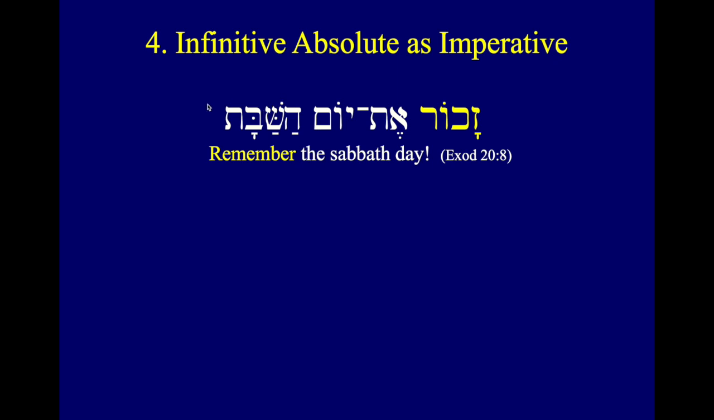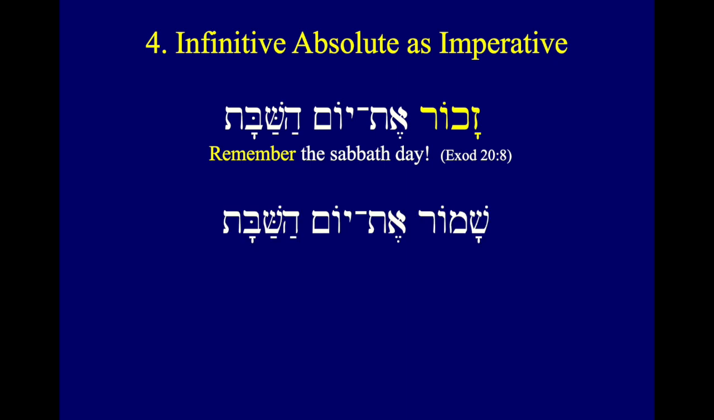This is part of the Ten Commandments. Remember the Sabbath day. So this is functioning as an imperative, but it's the form of the Qal infinitive absolute. Remember that the infinitive construct form, this one we haven't got to yet, is built off of the imperative. So there's a similarity there deep in the Hebrew mind, and they know this, and they sometimes swap them back and forth a bit.